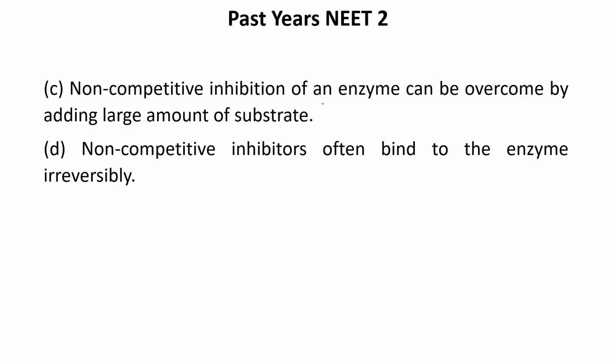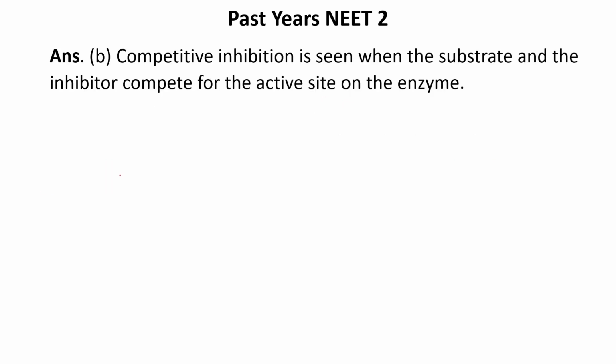Non-competitive inhibition of an enzyme can be overcome by adding a large amount of substrate. Non-competitive inhibition, there is no competition. Next statement: non-competitive inhibitors often bind to the enzyme irreversibly. So both statements are incorrect. Competitive inhibition is seen when the substrate and the inhibitor compete for the active sites on the enzyme. This is the correct statement.